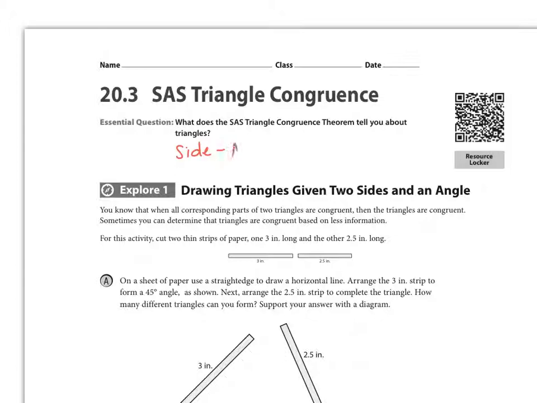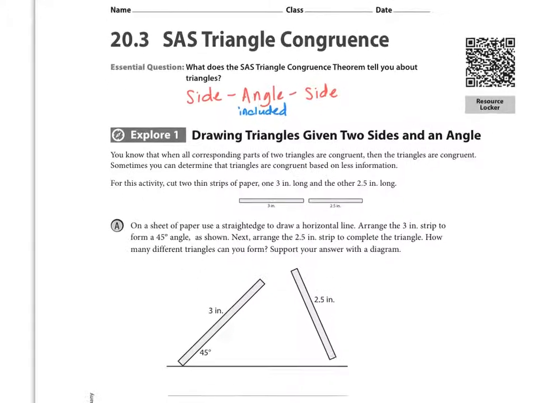Compared to, in the last lesson, we had angle, side, angle. Now we say side angle side. We don't say angle side side or side side angle or anything like that. It's side angle side because the angle must be the included angle, or the angle that's in between the two sides that we use for congruence.